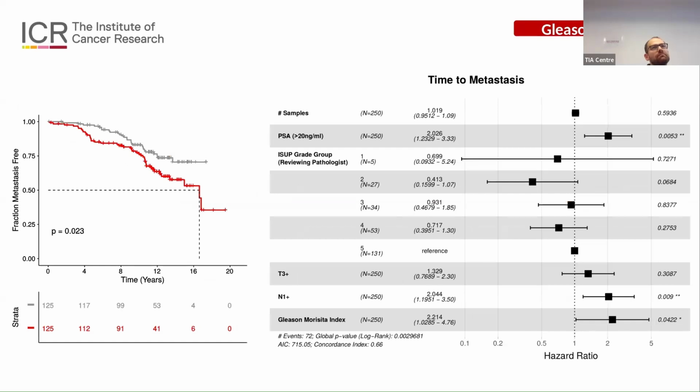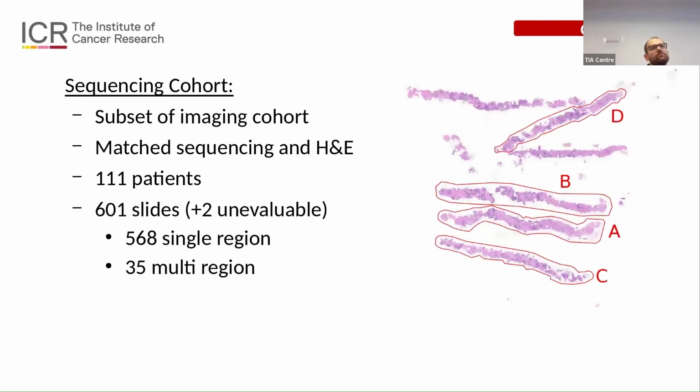Just to say, this also held up, so we may look at time to recurrence in this presentation, but these findings also held up in terms of metastasis. Patients who have this level of mixing are also more likely to develop metastasis down the line. And so I now want to jump over quickly to the sequencing cohort.